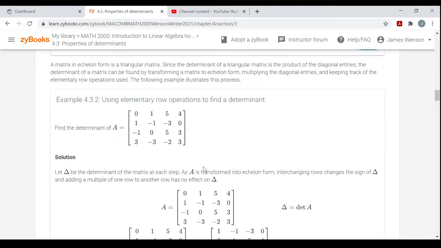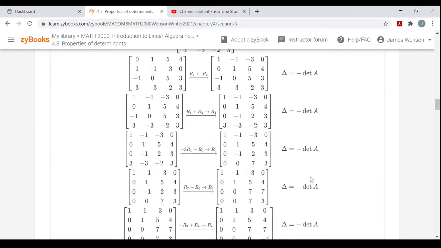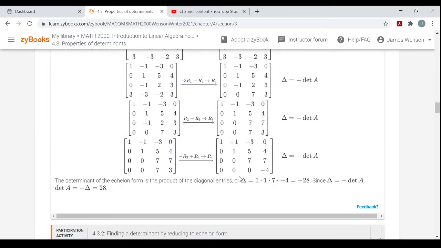So you see what's going on here. Now they do this 4 by 4, and I'll let you read this one. They start off with A, and they say let this triangle shape, this delta, represent the determinant of the matrix at each step. And then at the end they solve for the determinant of A, the determinant of the original matrix.